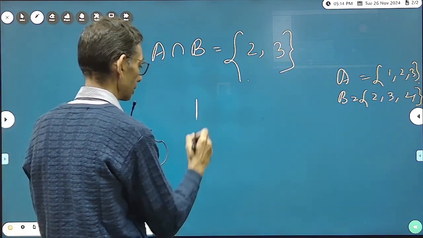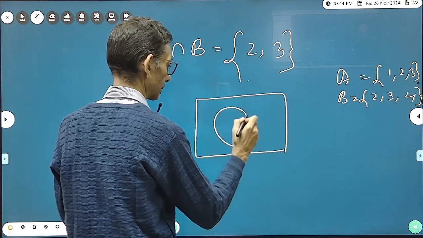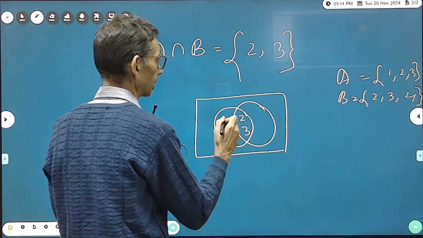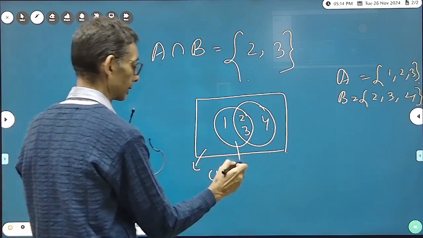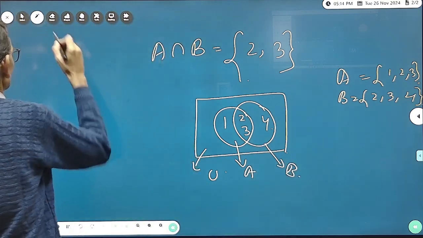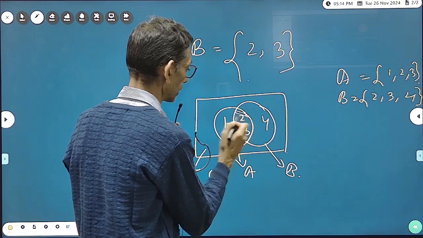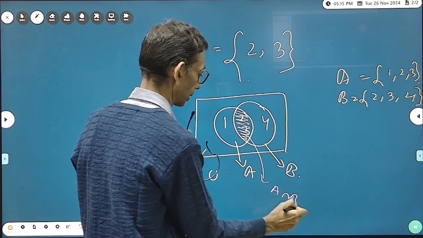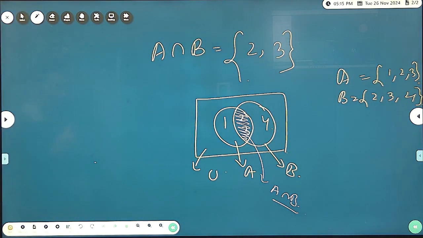How do you represent intersection by a Venn diagram? This is one set, this is another set. This is the common region, with 1 in A only and 4 in B only. This is U, the universal set, this is A, and this is B. Now A intersection B will be represented by only the common portion. Remember, only the common region will be represented by the intersection of sets.